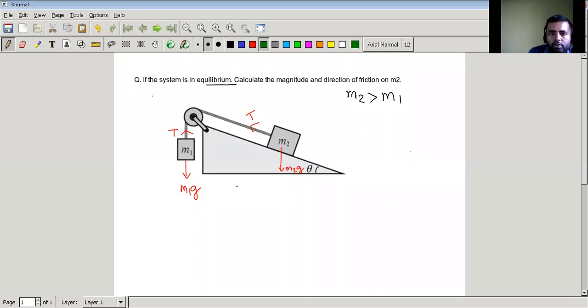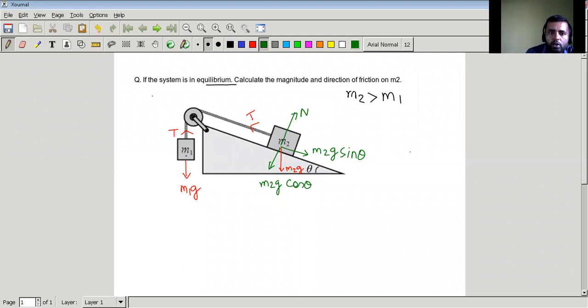If you resolve it, it will turn out that this component will be M2G sine theta, and this component will be M2G cos theta. And there is a normal force acting on it. Now it says that it's in equilibrium.